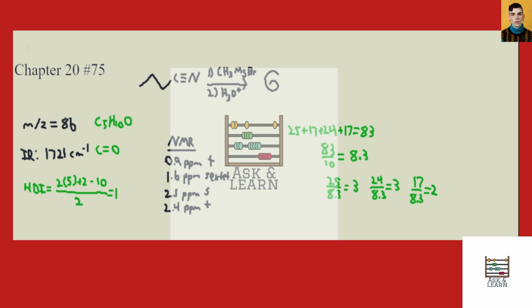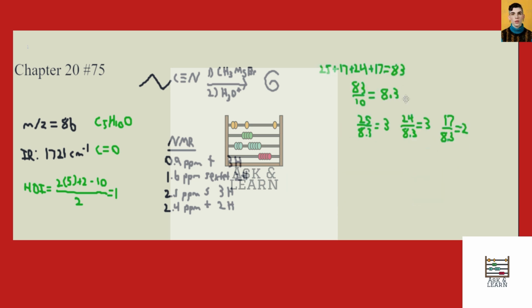Okay, now we can fill those numbers in for our NMR signals. Our triplet at 0.9 ppm is going to be 3 hydrogens. Our sextet at 1.6 ppm is going to be 2 hydrogens. The 2.1 ppm singlet is going to be 3 hydrogens, and the 2.4 ppm triplet is going to be 2 hydrogens. Now that we know that information, we can get to work a little easier on solving the structure here.